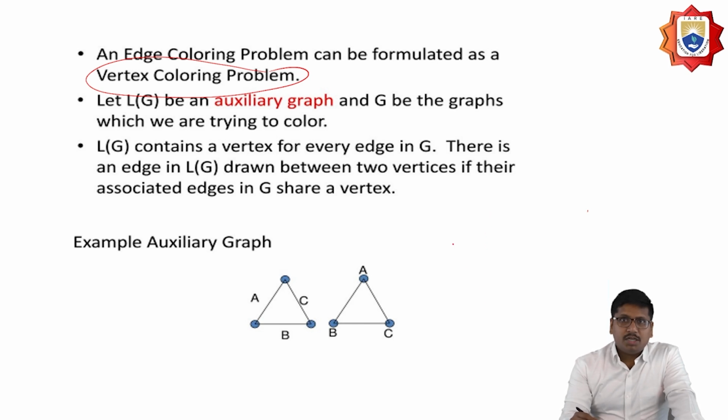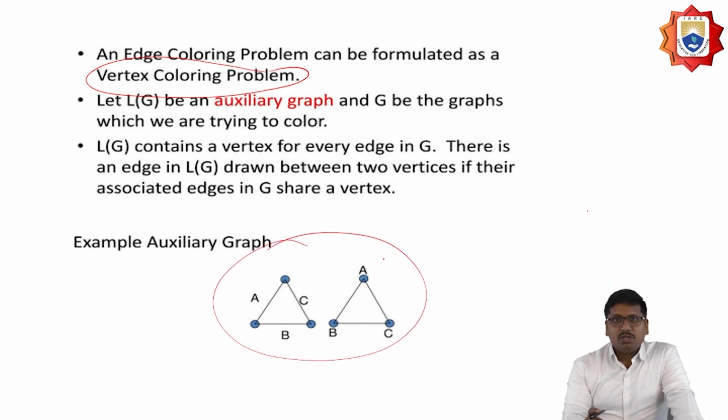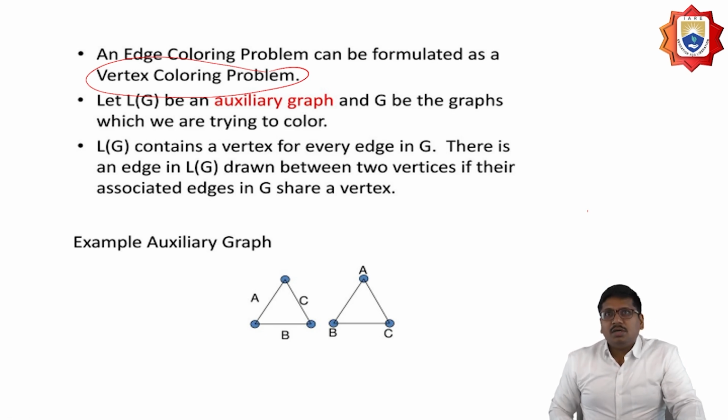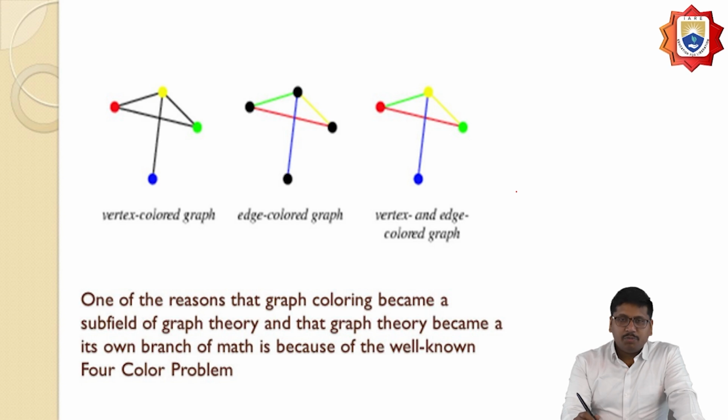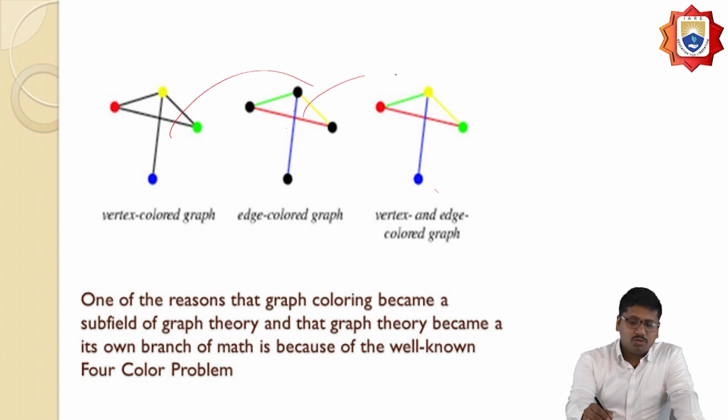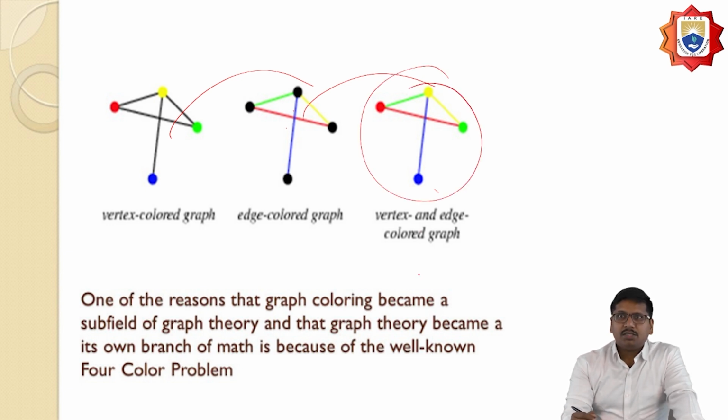So for example, what should be the auxiliary graph? The two graphs are almost similar in nature, so I can say that is the auxiliary graph. The coloring of the graph is of two types, as I said: vertex coloring and edge coloring. Vertex coloring means adjacent vertices should not have the same color, and edge coloring means adjacent edges should not have the same color. If I apply both to a single graph, then the graph looks like this, the vertex and edge coloring graph.